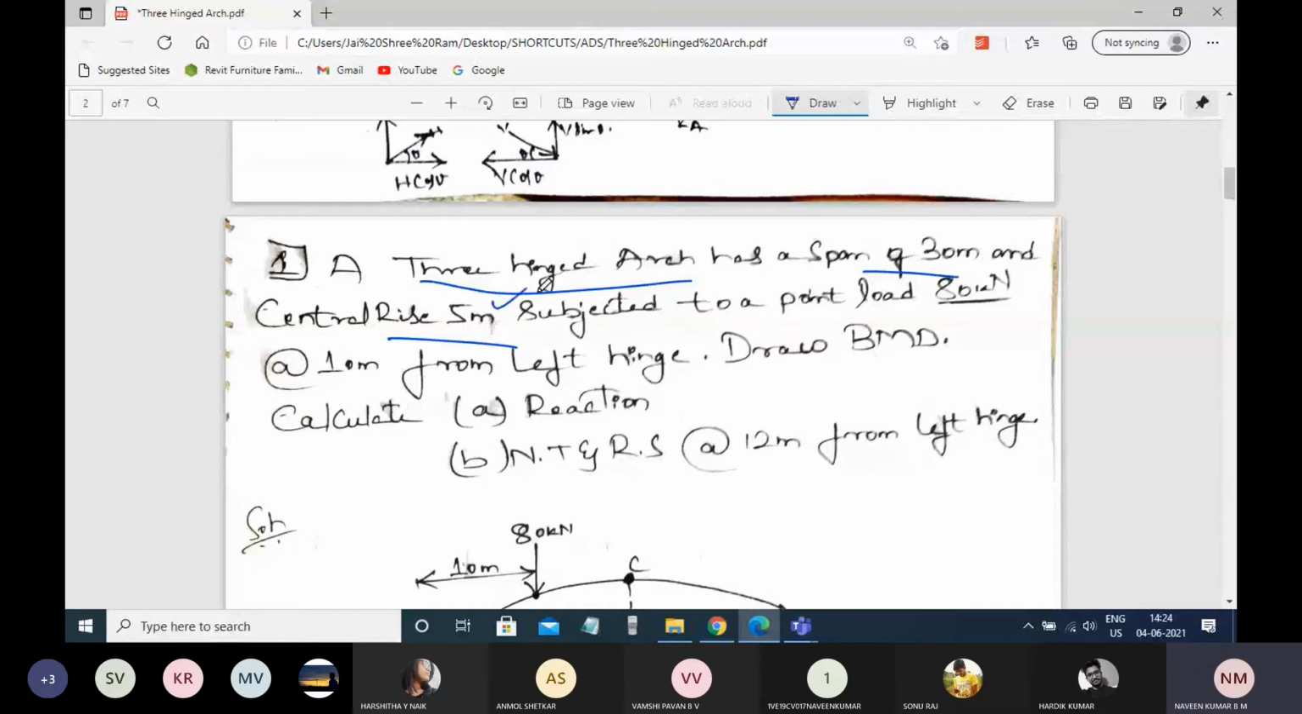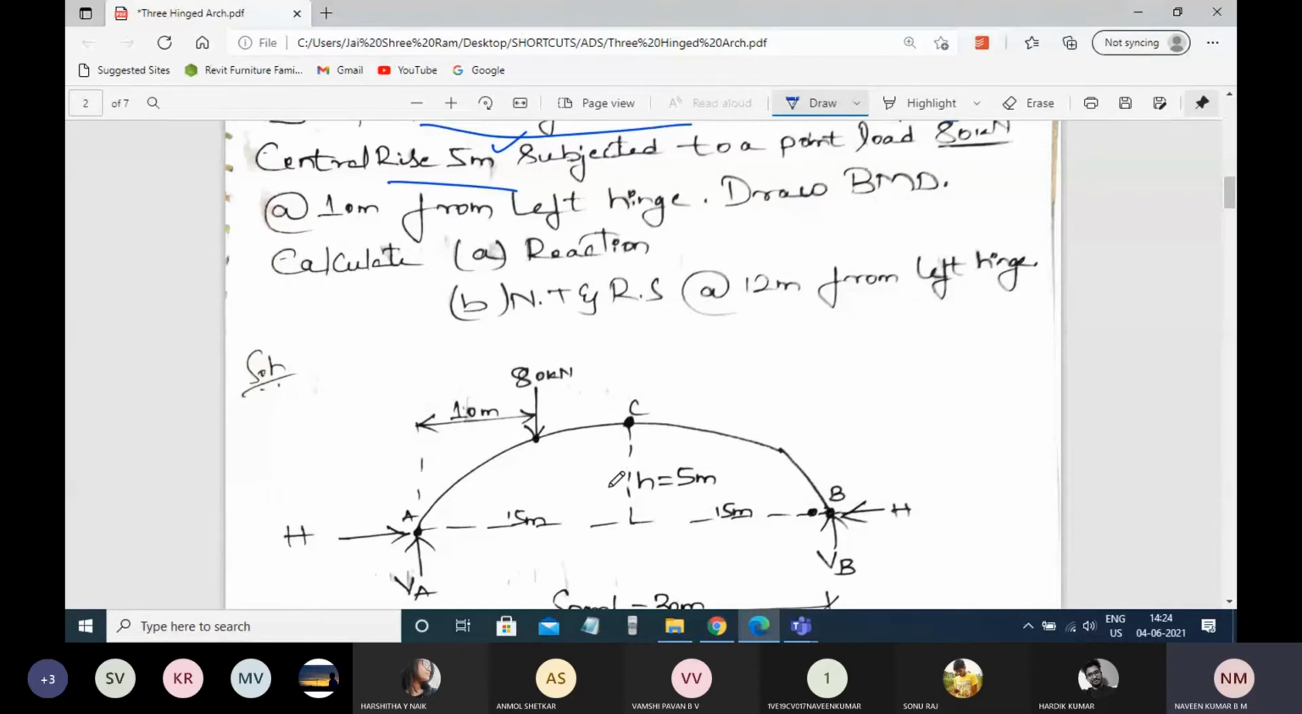The rise is given as 5 meter exactly at the center, which you can just look at over here. So this is a 30 meter span, the distance from here to here, and exactly at the center, 15 meter from the left support and 15 meter from the right support, we have a point C that we can consider as the crown.